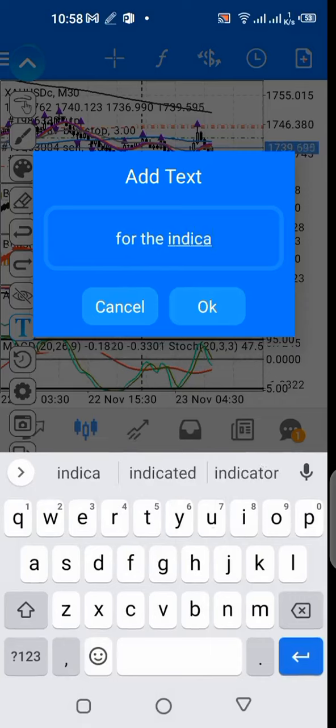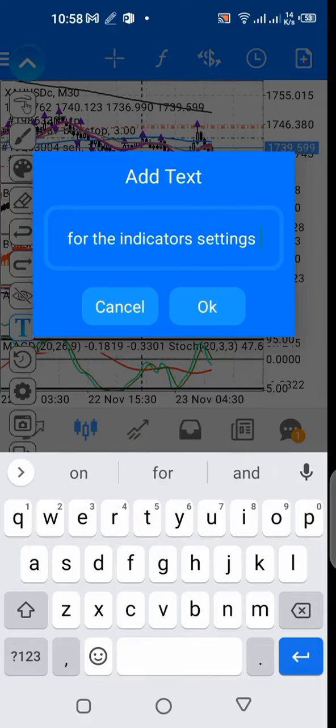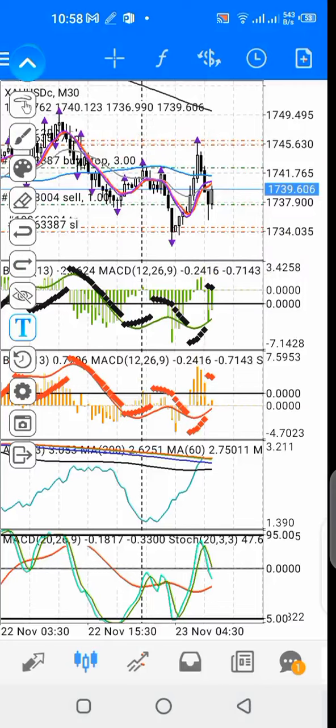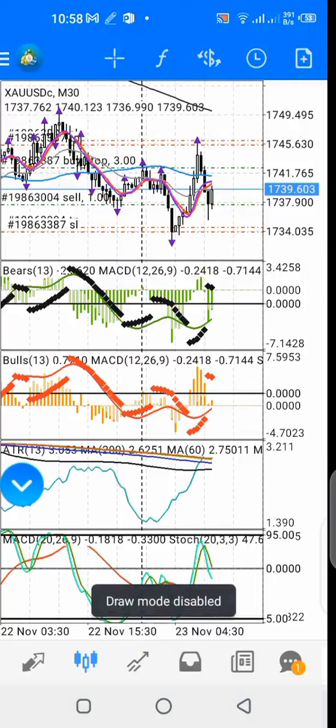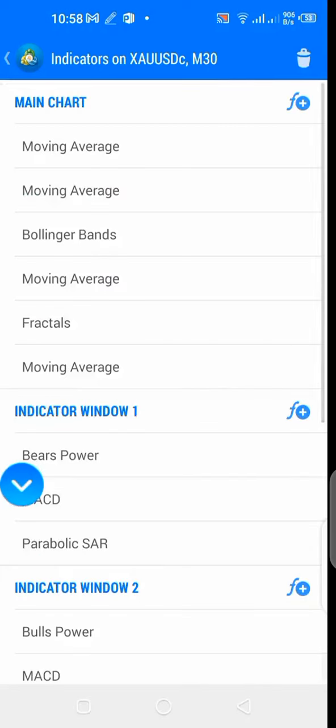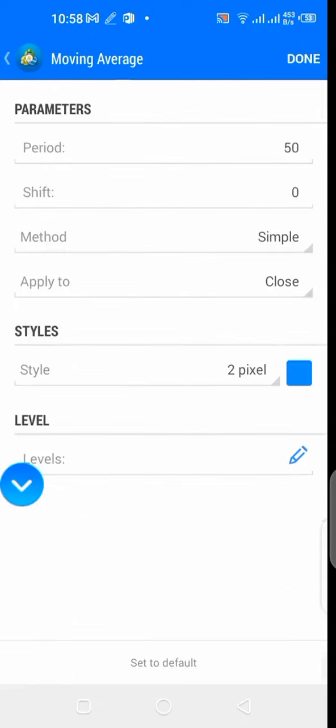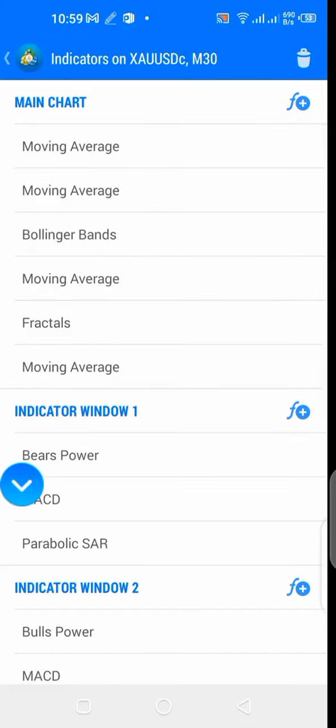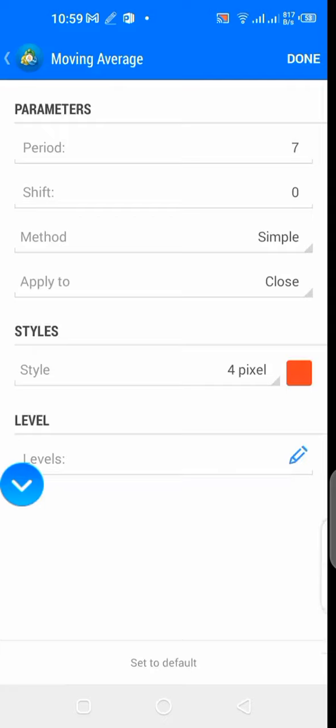While we wait for price to go in one direction, let's look at the indicators on the screen, the settings for those that are interested in the indicator settings. On the main chart, we have moving average, 50 period, simple, color is blue. Also have another moving average, period is 7, method is simple, color is red.